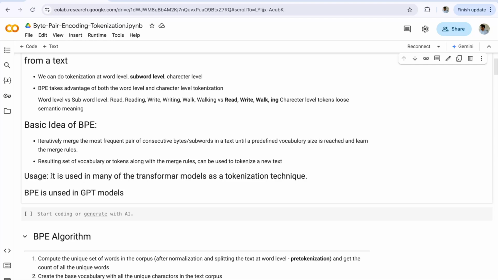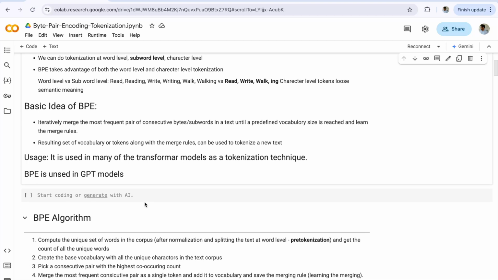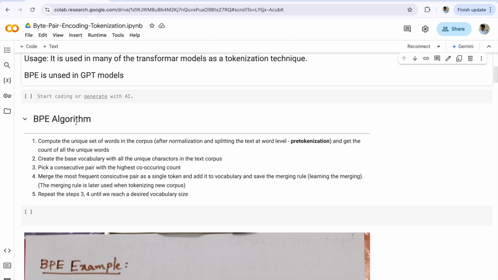It became popular and is used in most transformer models nowadays as a tokenization technique, but it was used in GPT models first. So let's understand the byte pair encoding algorithm.